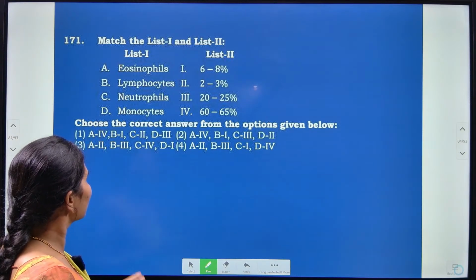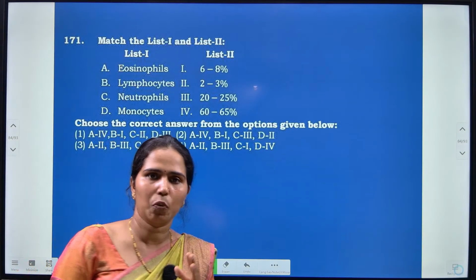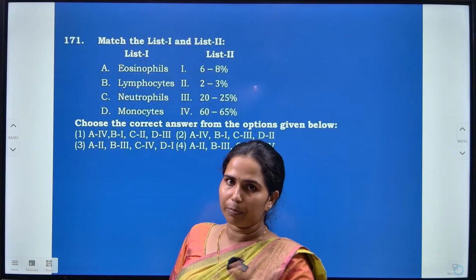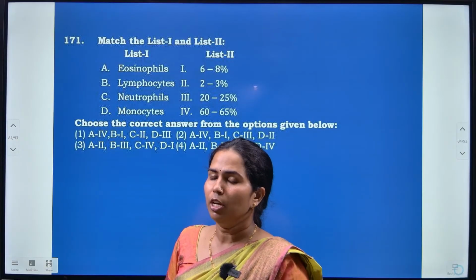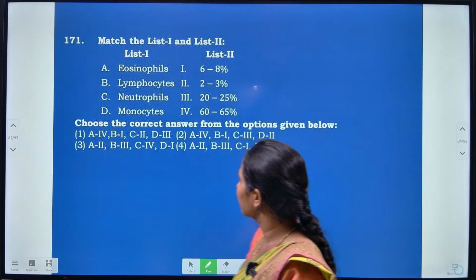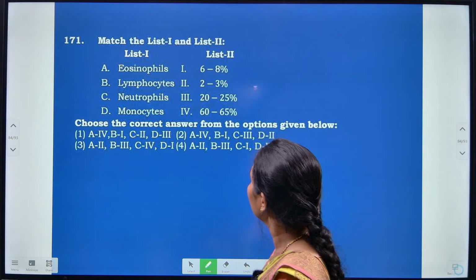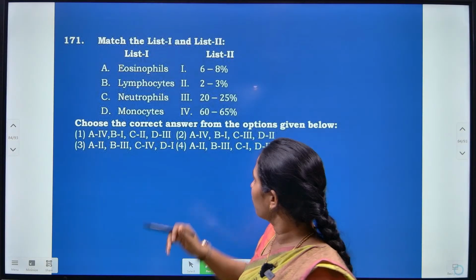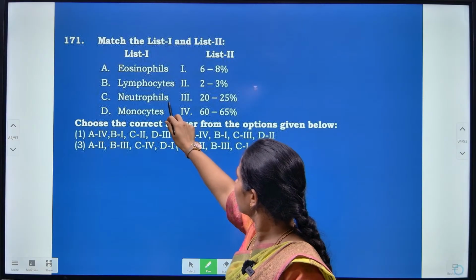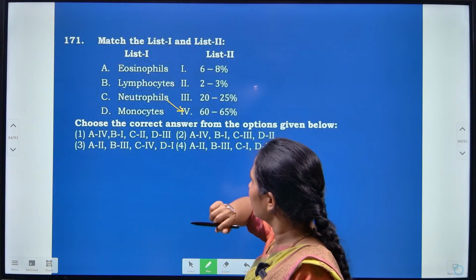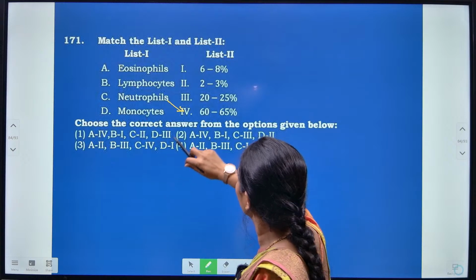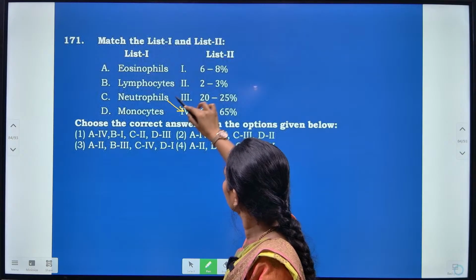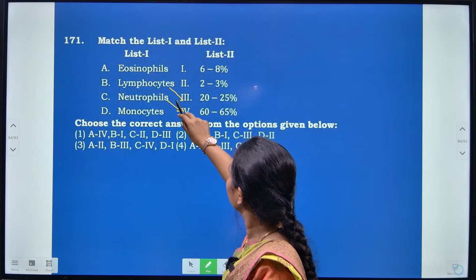Match List 1 with List 2. Now here these are the cells of WBC, that is white blood cells. Granulocytes as well as agranulocytes have been categorized based upon the percentage. So eosinophils are the cells which are going to have the least number here. The major number of cells present in our body, about 60 to 65%, will always be what? Always the neutrophils here. Next come the monocytes, 6 to 8%, then 20 to 25% of the lymphocytes.